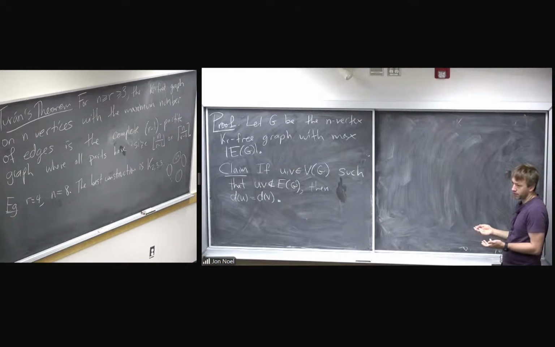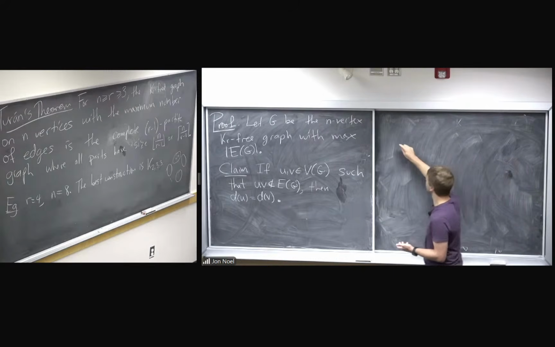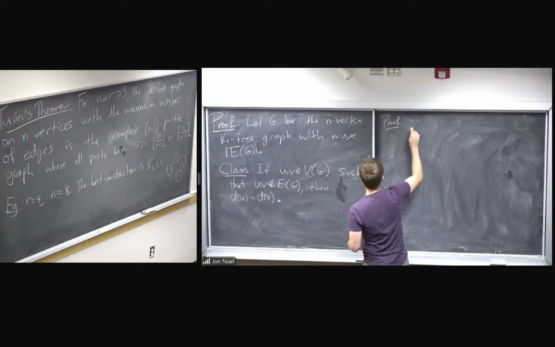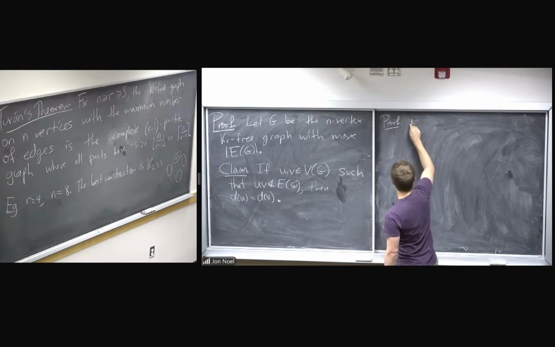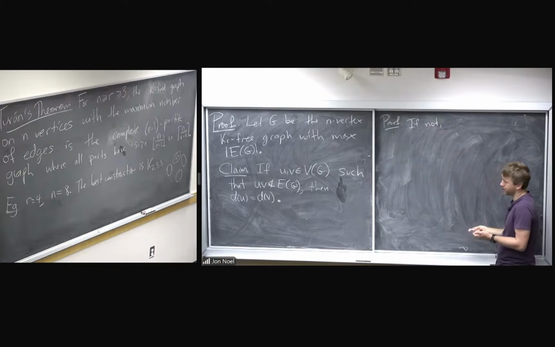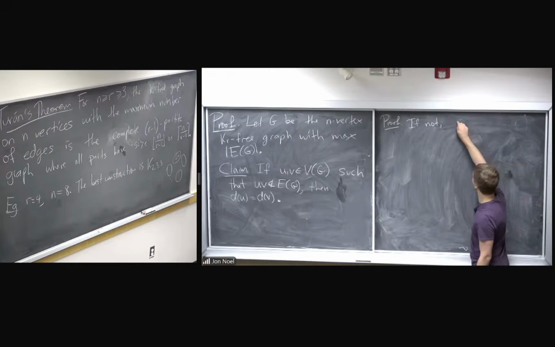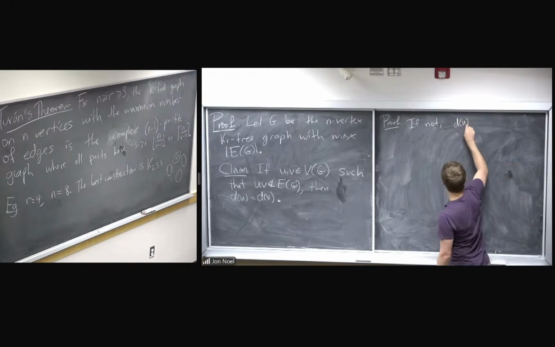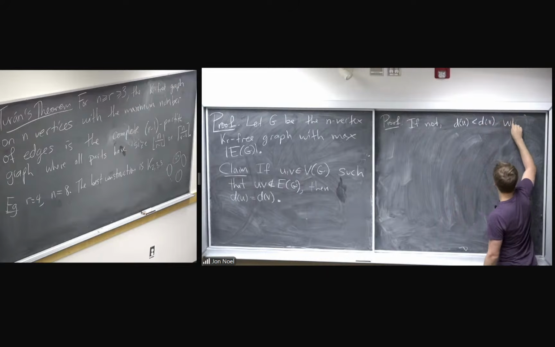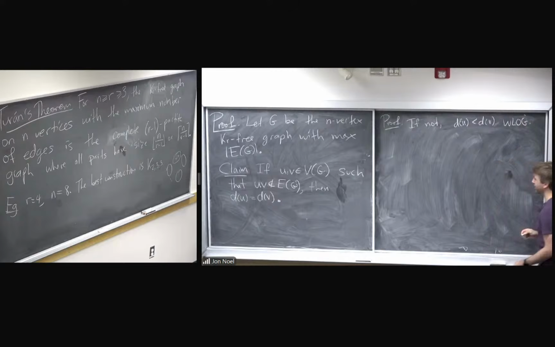So to prove that, let's do it by contradiction. So let's suppose they don't. So this is now the proof of the claim. So if not, well, one of them has to be smaller. So let's say without loss of generality, the degree of U is smaller. So D of U is less than D of V.